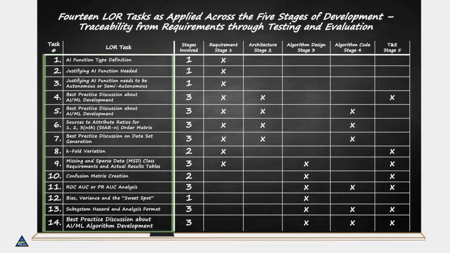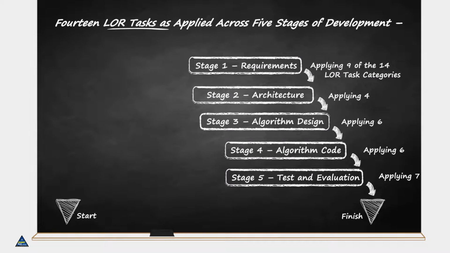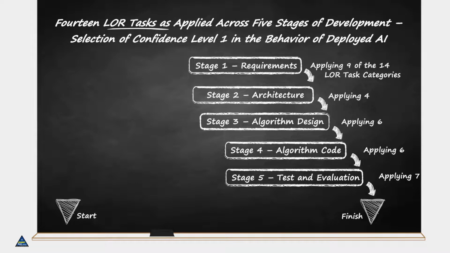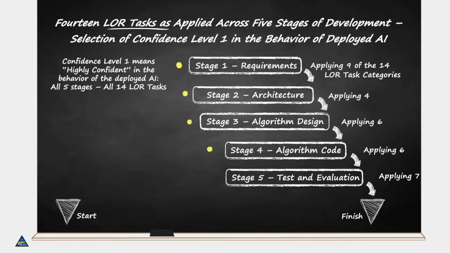So here you see the 14 tasks in a table where each of those stages identify which of the 14 tasks will be used. The question becomes, how do those 14 level of rigor tasks apply to confidence level? And the obvious answer is that if you apply all 14 against all 5 stages, you have the most confidence, what we call highly confident, in the behavior of the deployed AI. And why is that? Because you're getting into all aspects, as we previously described, of how the algorithm fits within the system and how it's being developed, and even the nitty-gritty of the various parameters used to develop the code.